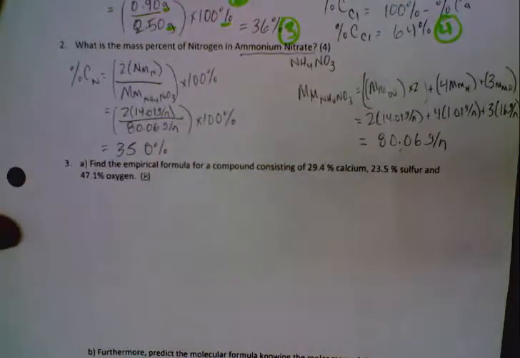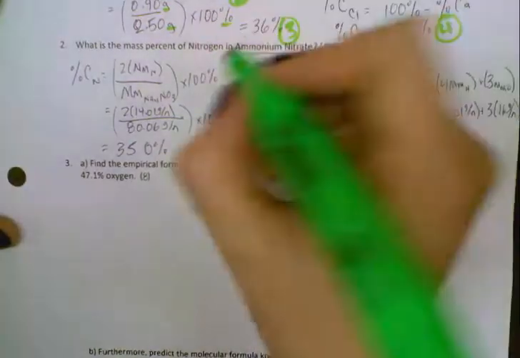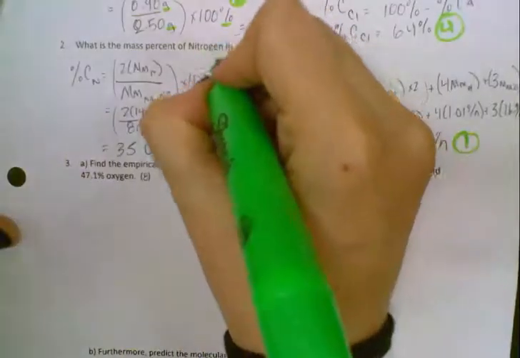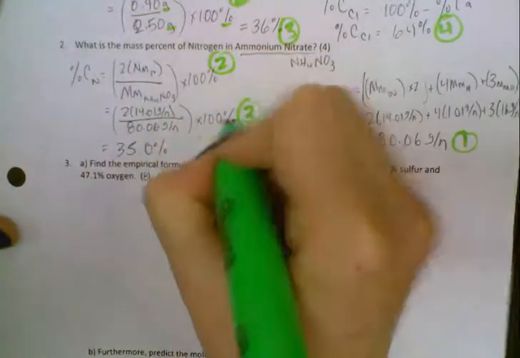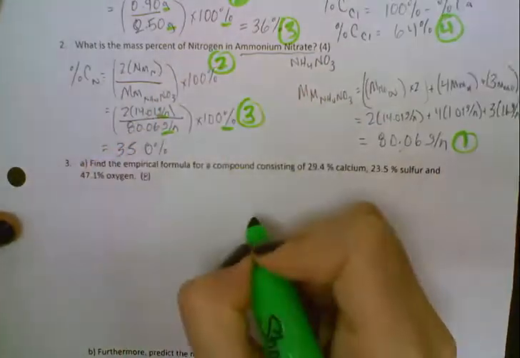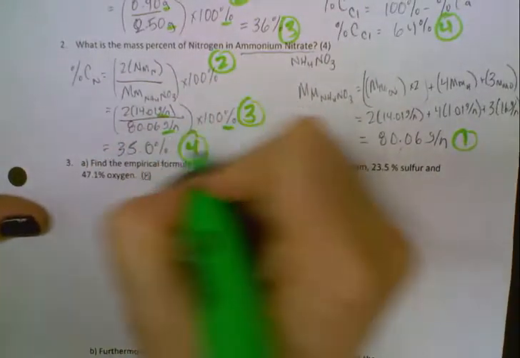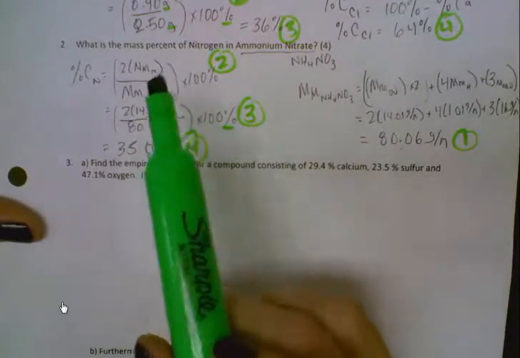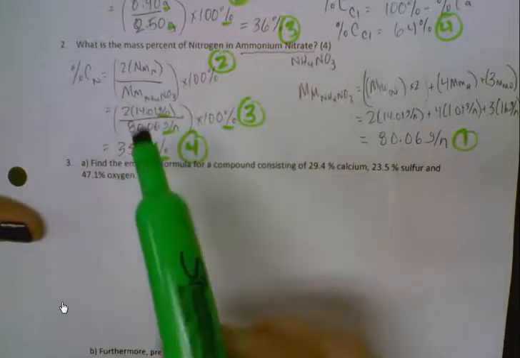Again, this question was also out of 4, so you would get a mark for calculating the molar mass correctly. You would get a mark for this formula. You would get a mark for showing your work including units, so grams per mole and 100%, and you would get a mark for the final answer including units. So remember, you're always getting marks on questions for showing me the formula including units.